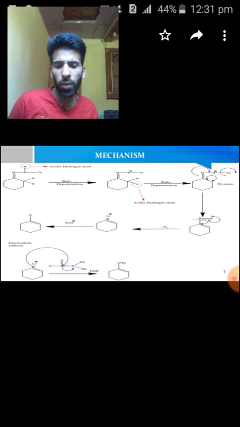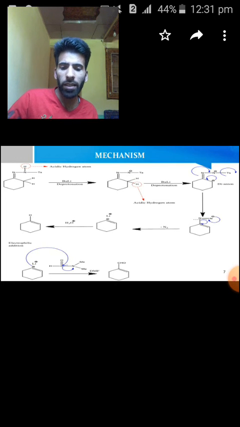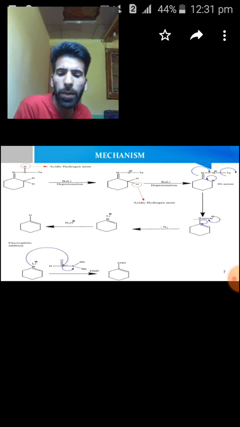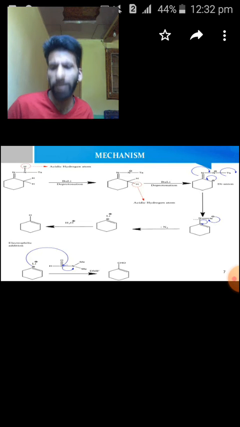After that, we can see here that there is a generation of alkyl lithium intermediate and also the liberation of N2 gas. After N2 liberation, there is a formation of alkyl lithium intermediate which can further react with a variety of electrophiles to form alkene or its derivative.